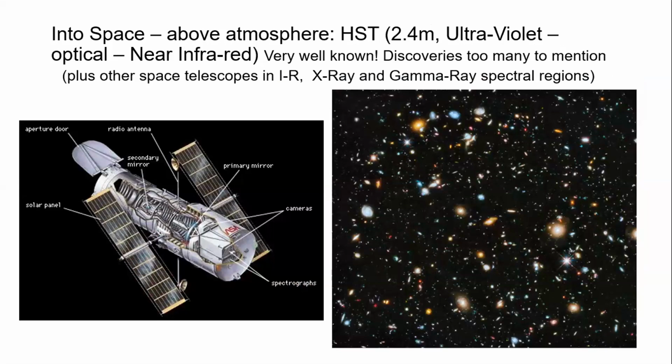But to totally get rid of the problem of atmospheric seeing, you need to go into space. And we all know about the Hubble Space Telescope, 2.4 meter diameter. It can observe from the ultraviolet right through the optical into the near infrared. And I'm sure everybody here knows what it does. More discoveries, more outstanding images than any other telescope at all. Although one is coming very rapidly on its heels.